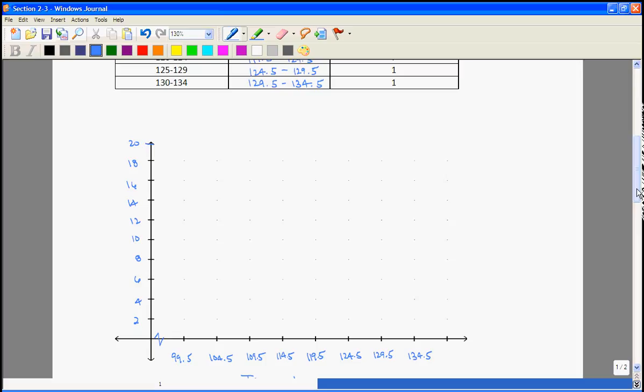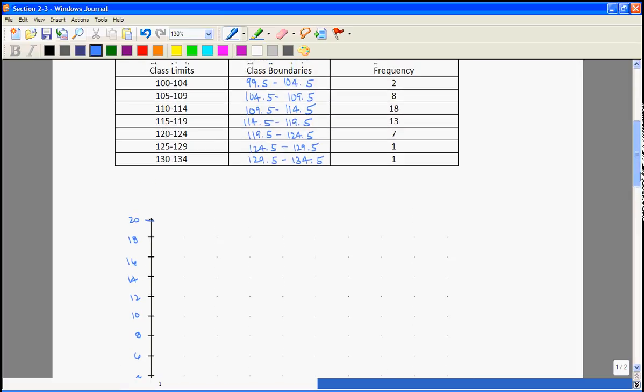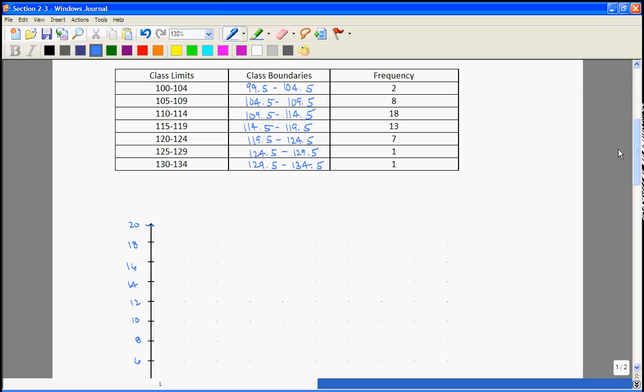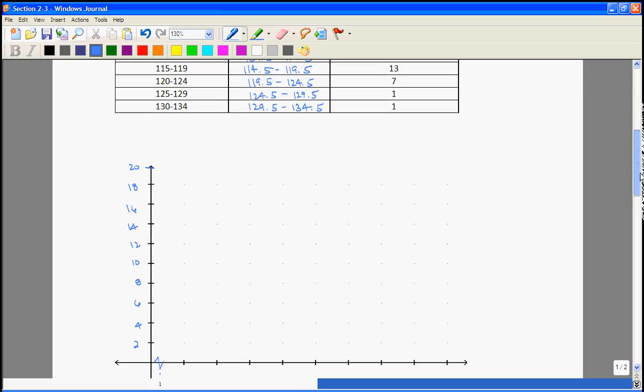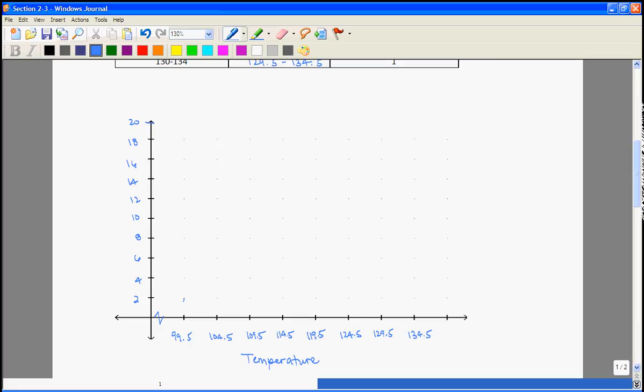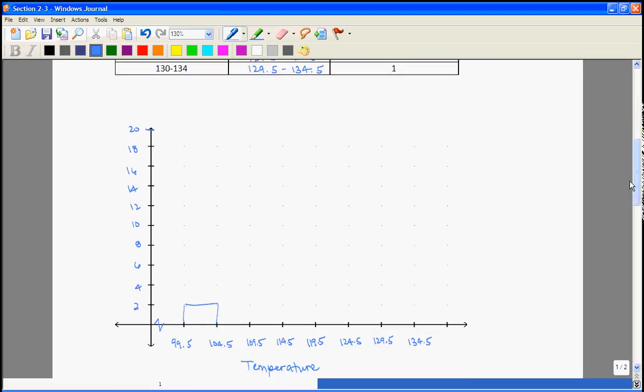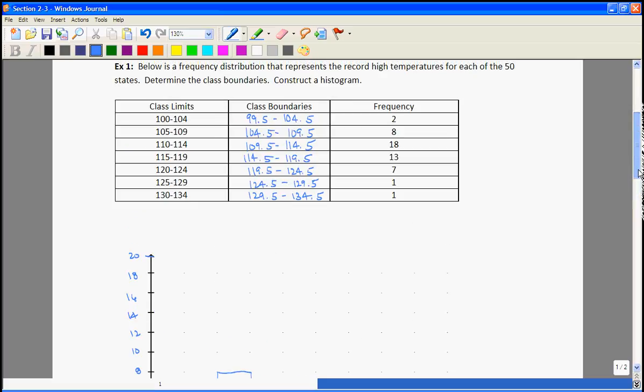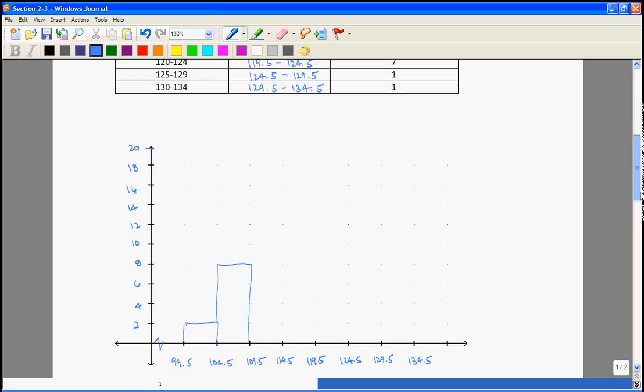Okay, so let's draw our bars to represent the frequency within each class. So for the class 100 to 104, we're going to look at the class boundary 99.5 to 104.5. That has a frequency of 2. So we'll draw our bar from 99.5 over to 104.5 with a height of 2. And then the next one is 8. And so on a histogram, remember, our bars will touch. And that's so we can have that continuity between the classes. And here we jump to 18.